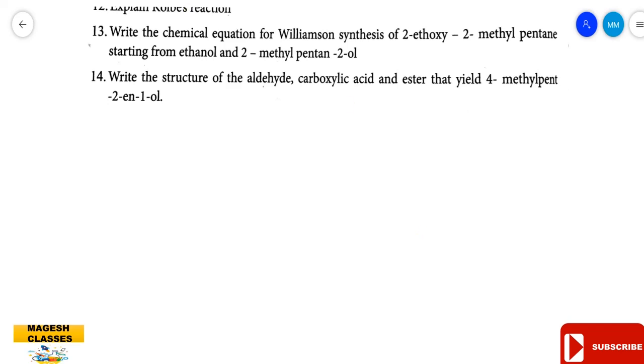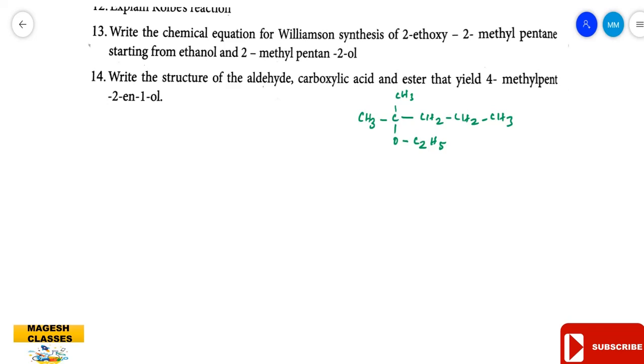Question number 13. Write the chemical equation for Williamson synthesis of 2-ethoxy 2-methyl pentane, starting from ethanol and 2-methyl pentan-2-ol. This reaction is Williamson synthesis. We are going to prepare 2-ethoxy 2-methyl pentane. So what is the formula? In the second carbon, the ethoxy group is connected and one more methyl, and the long chain consists of pentane, so 1, 2, 3, 4, 5. So this is the structure of 2-ethoxy 2-methyl pentane.